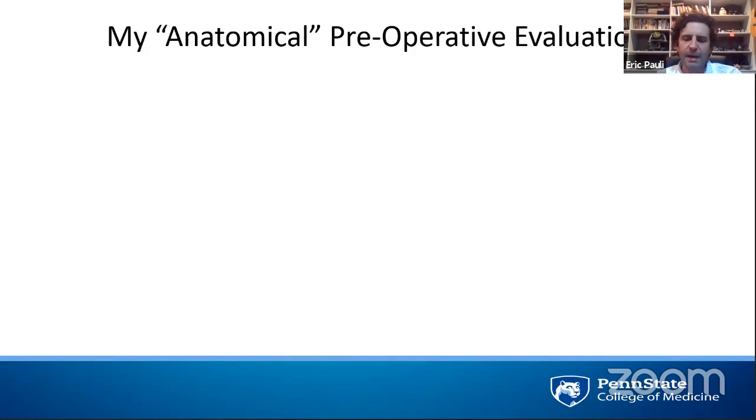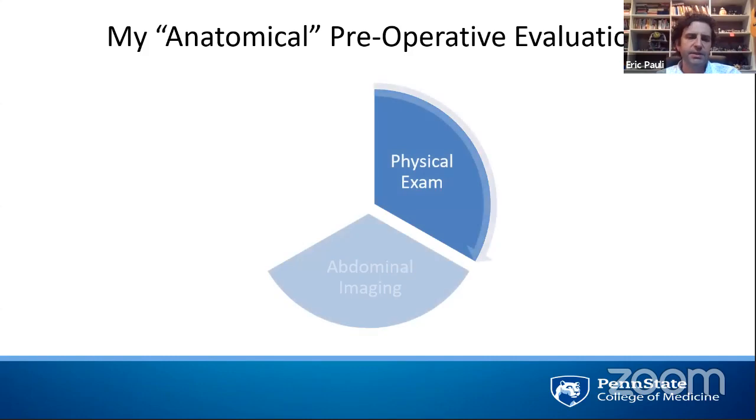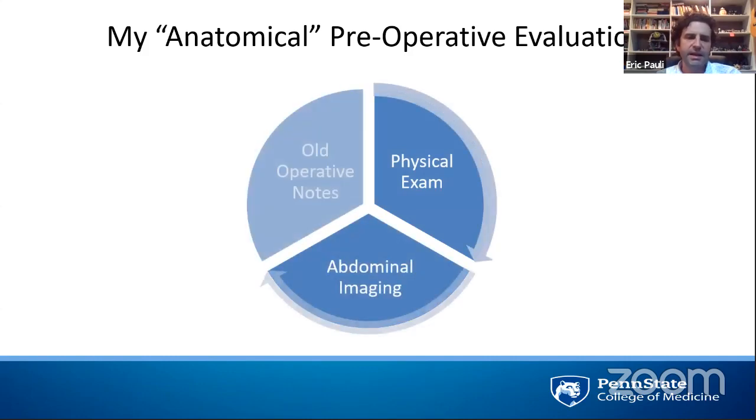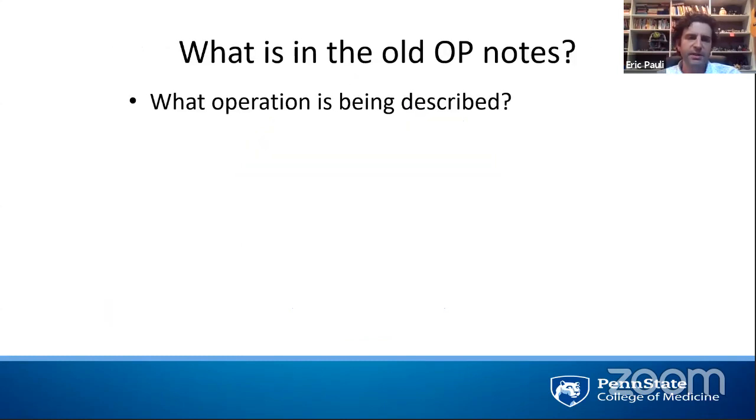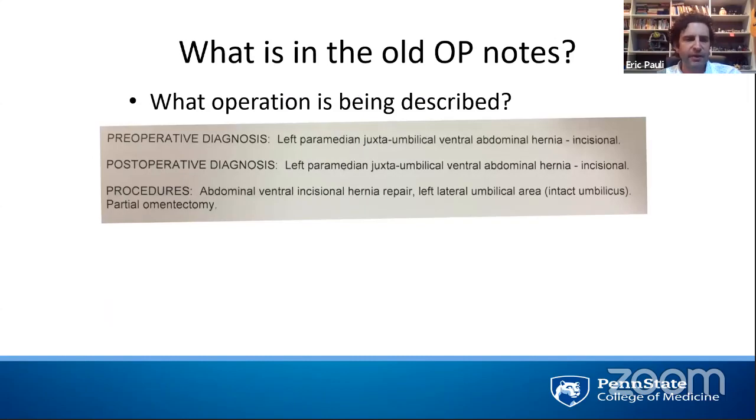When I'm doing an anatomic evaluation, there are three things that have already been mentioned. It's the physical examination, it's getting abdominal imaging, and then it's getting the old operative notes. And it's really not until you have all three of these things, hopefully in the same room at the same time, that you can kind of put together an anatomic evaluation of a patient's abdominal wall. And this was mentioned, but the op notes are obviously important. What operation is the surgeon trying to describe? We know that op notes are not very good. This left paramedian juxta-umbilical ventral abdominal hernia incisional, this is an M3 incisional hernia, right? This could have been said in a lot fewer words.